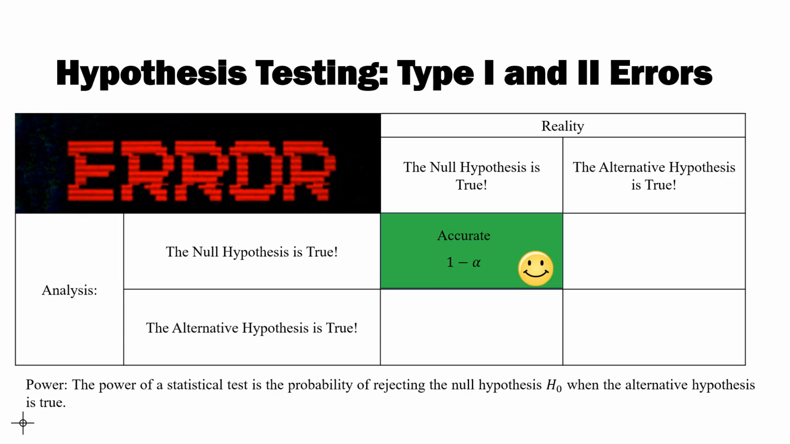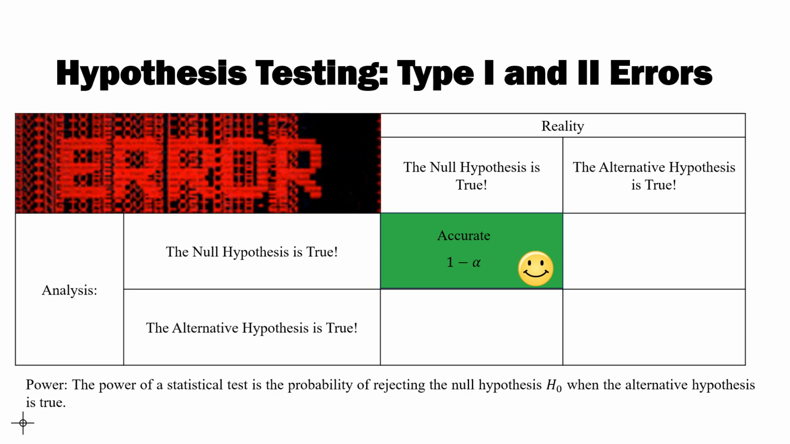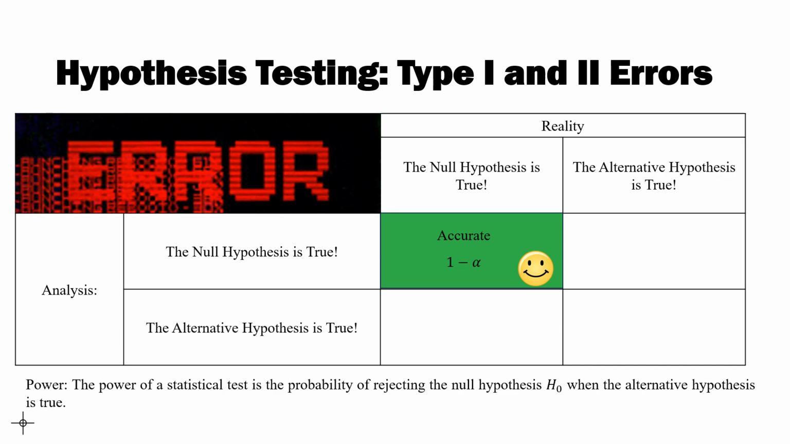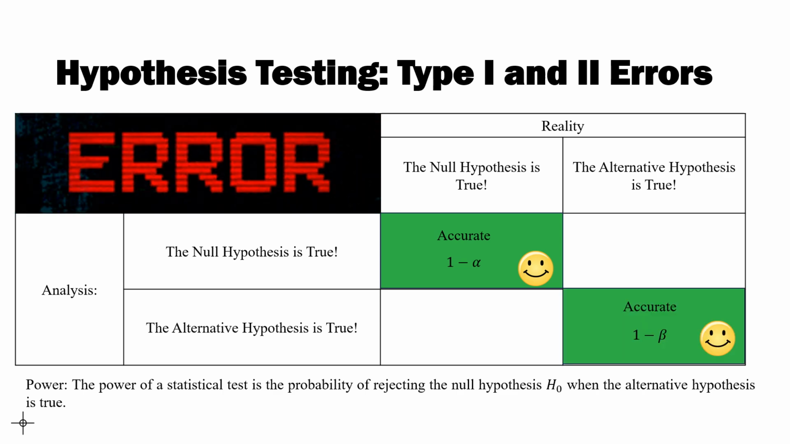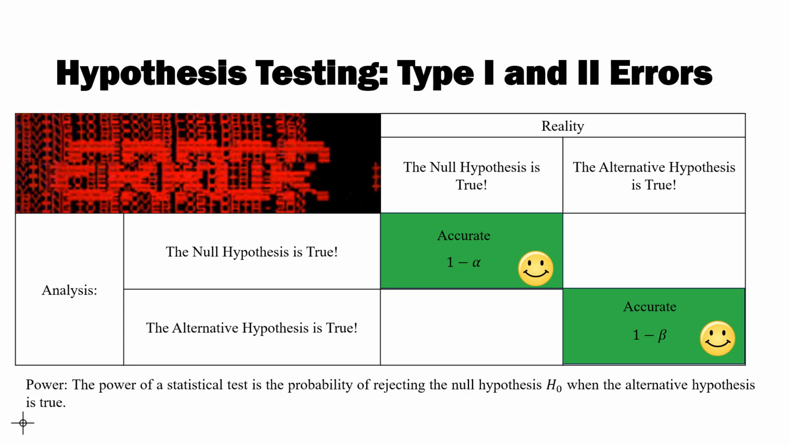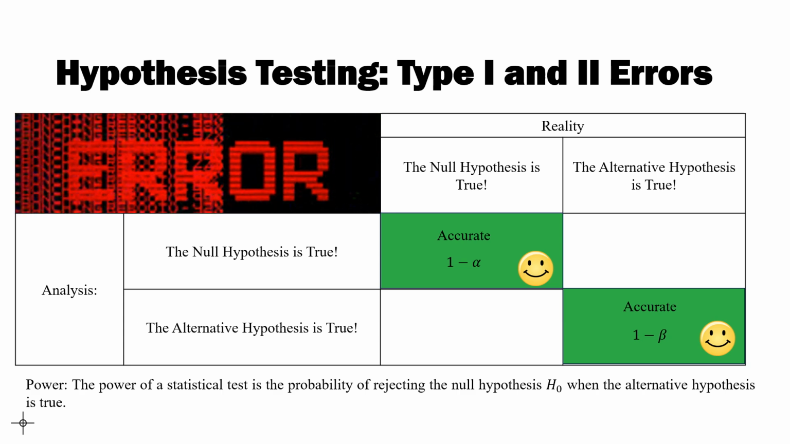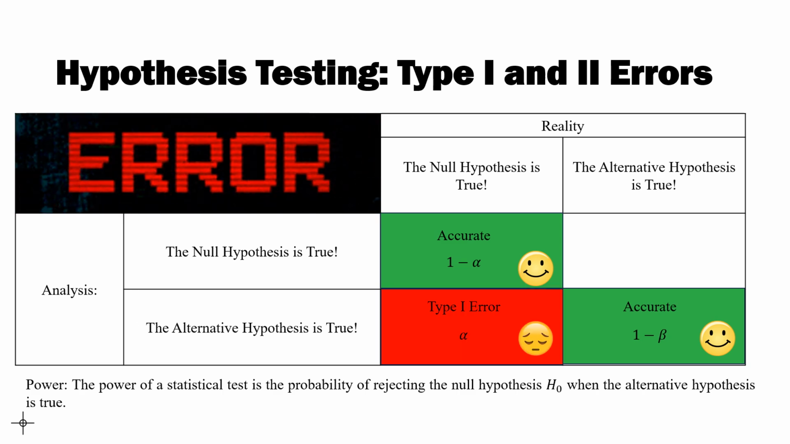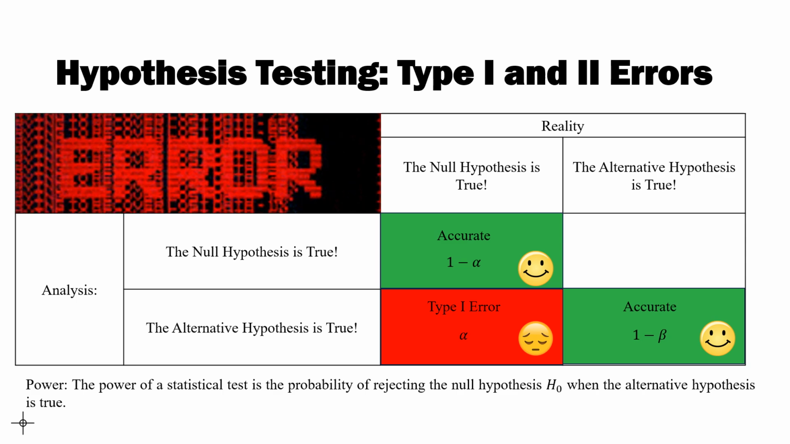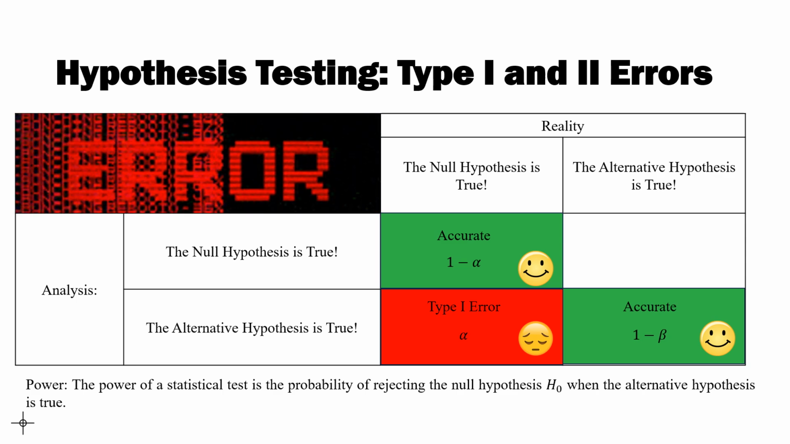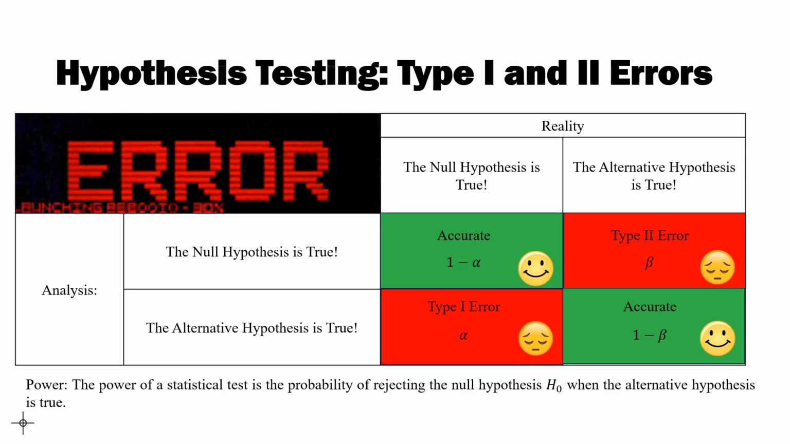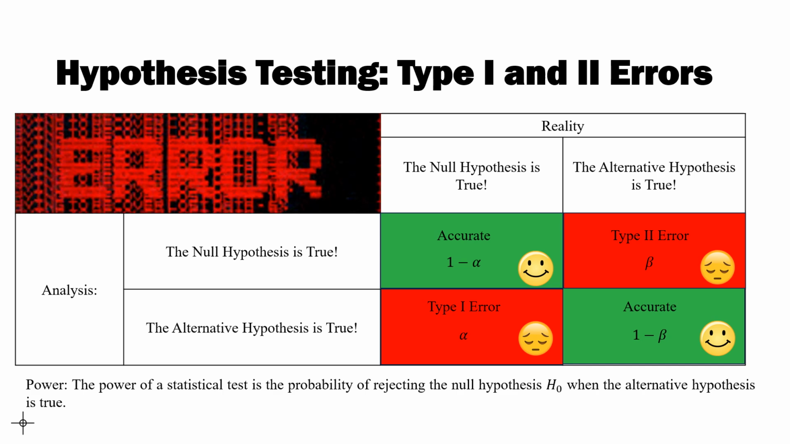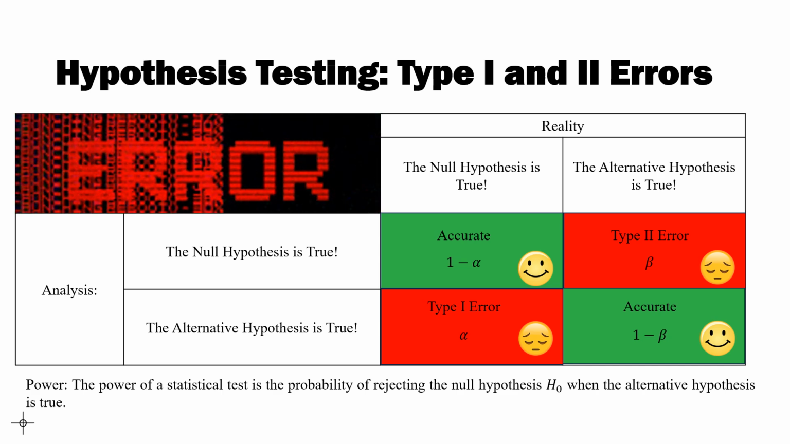Scenario 1 represents a correct decision with a probability of 1 minus alpha. It models the case where we fail to reject the null hypothesis when the null hypothesis is true. Scenario 2 represents a correct decision with a probability of 1 minus beta. It models the case where we reject the null hypothesis when the null hypothesis is false. Scenario 3 represents type 1 error with a probability of alpha. It models the case where we reject the null hypothesis when the null hypothesis is true. And finally, Scenario 4 represents type 2 error with a probability of beta. It models the case where we fail to reject the null hypothesis when the alternative hypothesis is true.